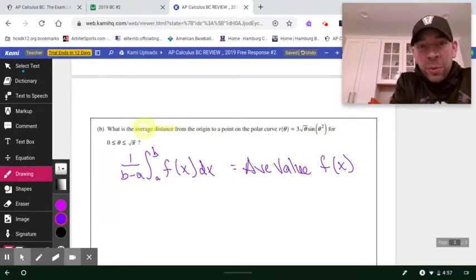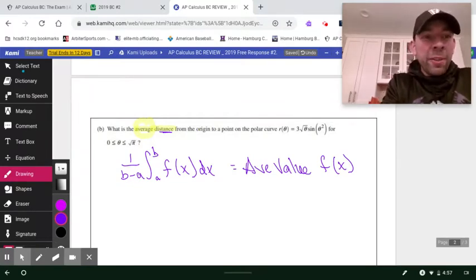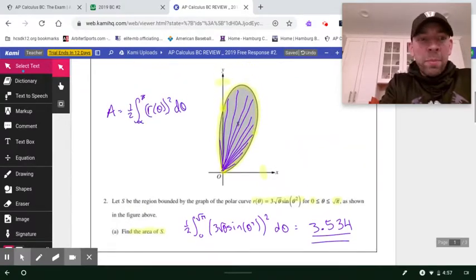Now, in this case, we want the average distance. Well, do I have a formula for distance or whatever? But it's actually way easier than you're thinking. Let's go back up to this picture. I'm going to pick just a random point on this curve.